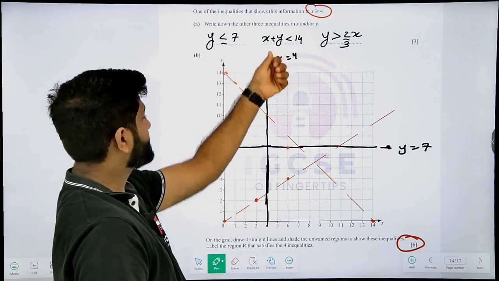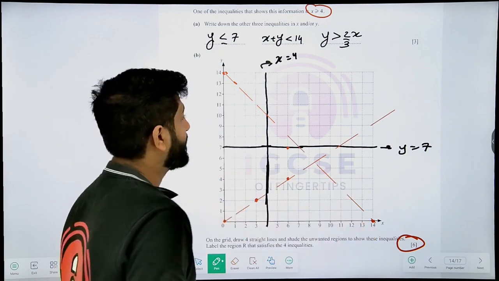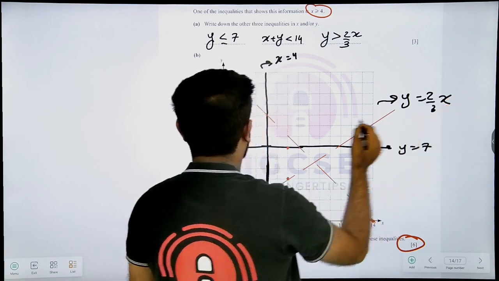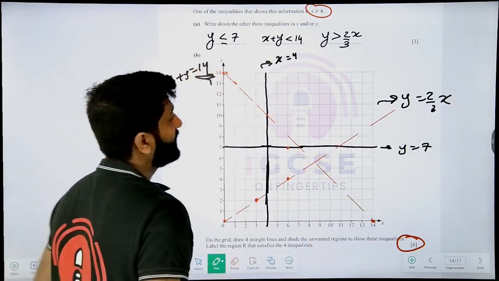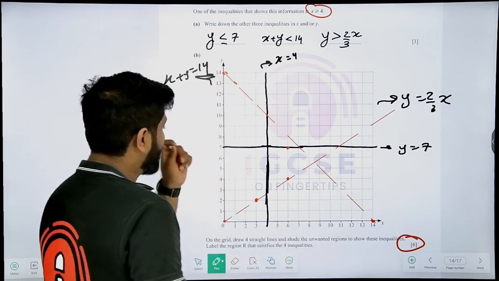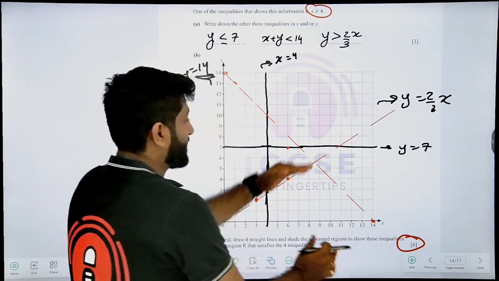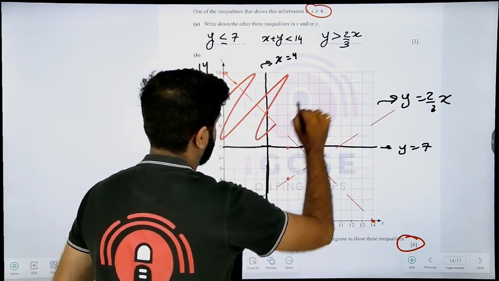So I have y is less than or equal to 4, which means a region lesser than this is my important region. Let me label this as well. I have y equals 2/3 x, and this is the line x plus y equals 14. Now I have to shade the unwanted region, right? So I know y is less than or equal to 4, which means a region less than this is important for me. So I'll obviously shade this region.